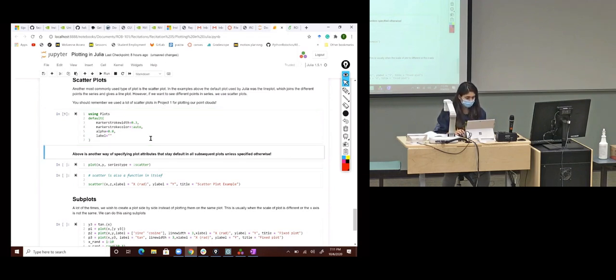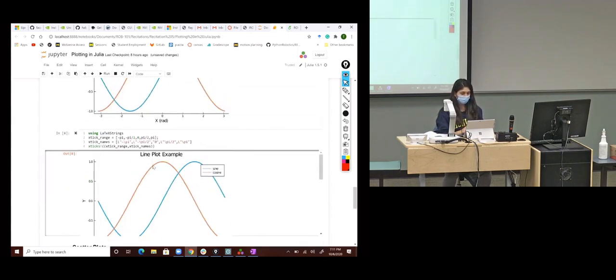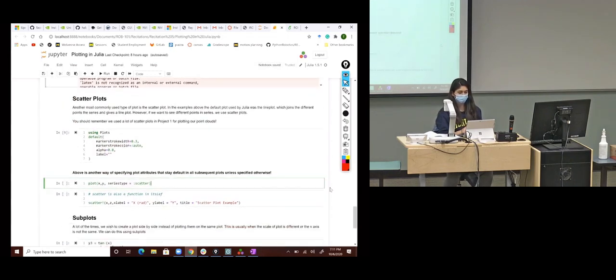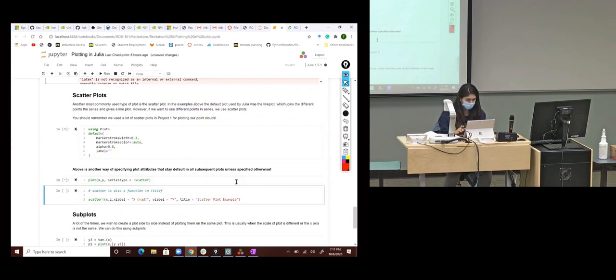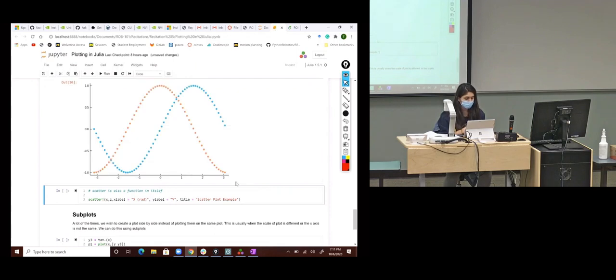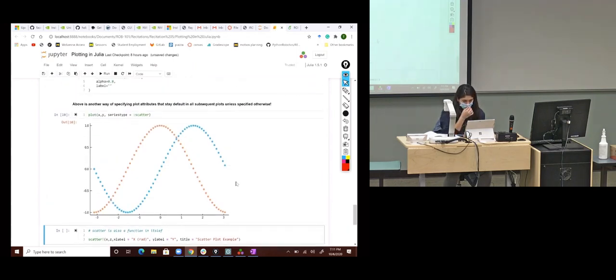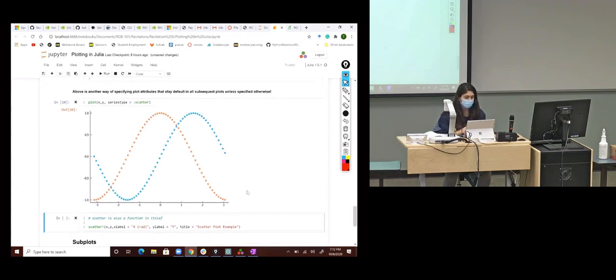So I run this, and notice here that I have to specify a series type called scatter. Before, when we did just plot x and y, the default was the line plot. But I want to scatter this time, so I can't just say plot x and y. I have to say that the series type is scatter. And that's the plot you get, the sine wave and the cosine wave. Now, instead of joining each of these points and giving you a line, it's showing us all the points that we have in our x and y vectors.